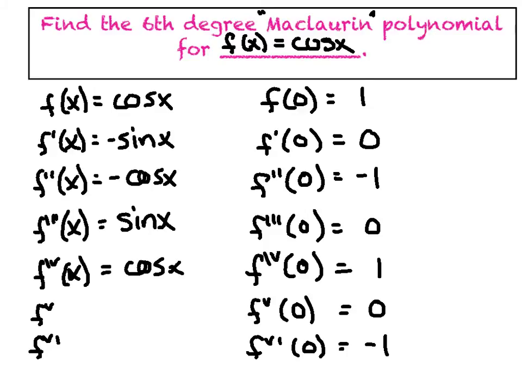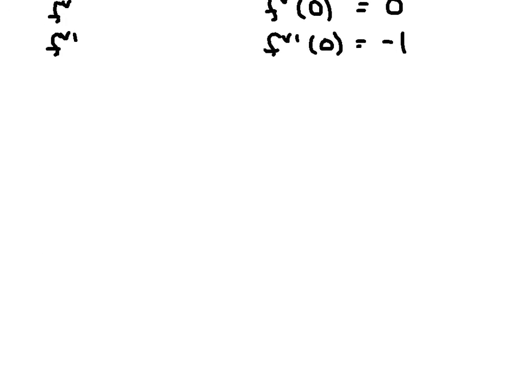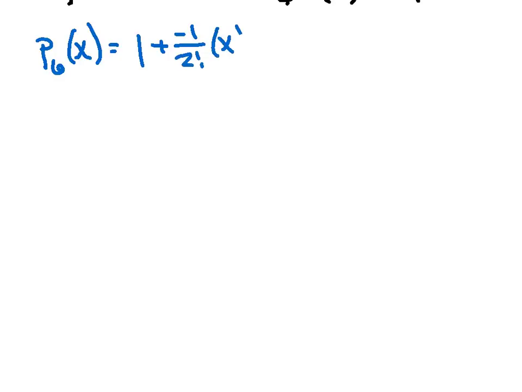So let's see if we can put this all together now, knowing what these values are. All right, the 6th degree, so I've got p sub 6 of x. The first term turned out to be a 1. Now, the first derivative produced a 0, so that obliterates that entire term. I'm going to skip it and fast forward right to the second derivative, which was negative 1. It has to be divided by 2 factorial, and it's going to be x minus 0 squared.